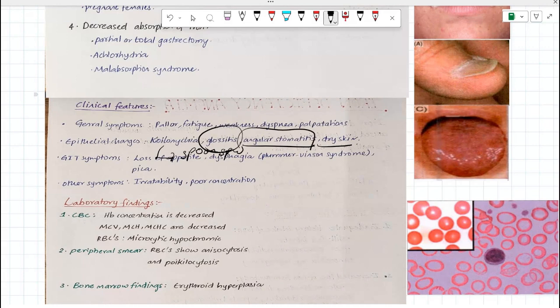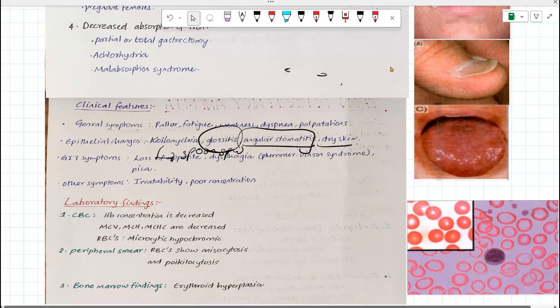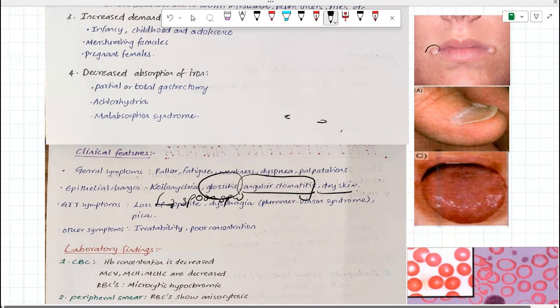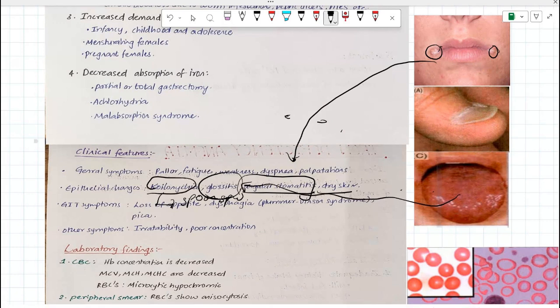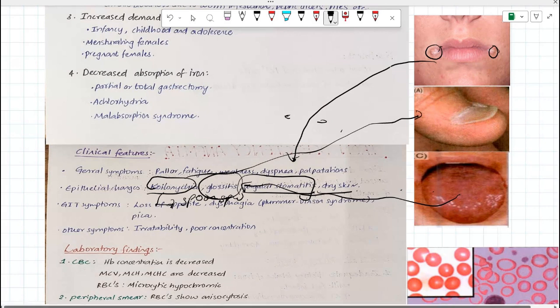Angular stomatitis is nothing but cracks at the angles of mouth. You can see here, there are cracks at the angles of mouth. So this is angular stomatitis. And glossitis means atrophy of the tongue papillae or redness of tongue. The tongue turns angry red in color. So glossitis is this. And koilonychia, that is spoon-shaped nails, is seen in iron deficiency anemia.